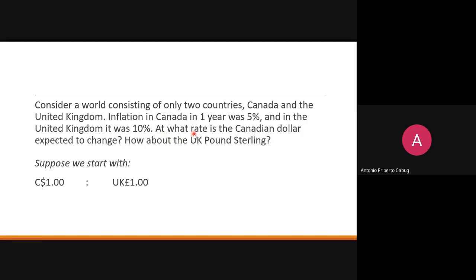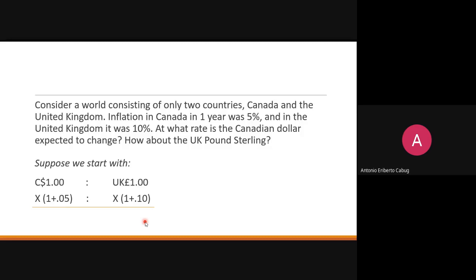Now, in a span of 1 year, what used to be acquirable at a price of 1 Canadian dollar will now require 1 times 1.05, because the price levels went up by 5%, will now require 1.05 Canadian dollars. In the UK, since price levels went up by 10%, that would be 1 times 1.10, 1.10 UK pounds.